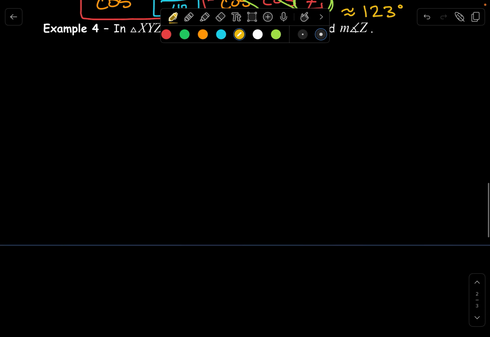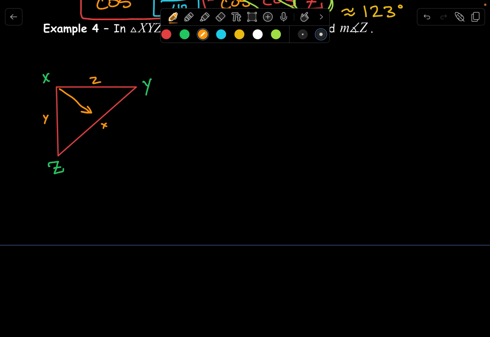Example 4 is just like this one, so I'll actually work it a little quicker. Here's our triangle. It is triangle X, Y, Z. Again, the letters don't matter. Doesn't matter where you put them. You just have to make sure that across from a capital X is a little x, across from capital Y is a little y, across from capital Z is little z. That's all you have to do, is make sure everything corresponds.